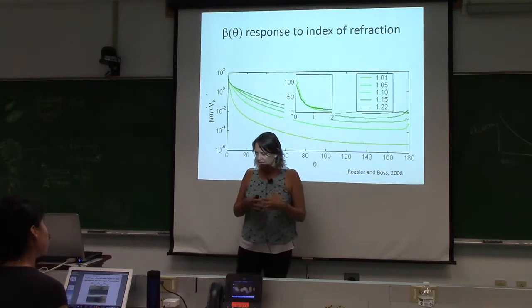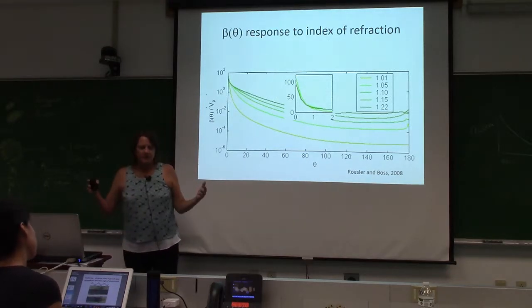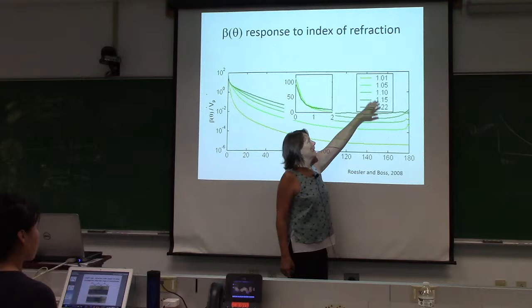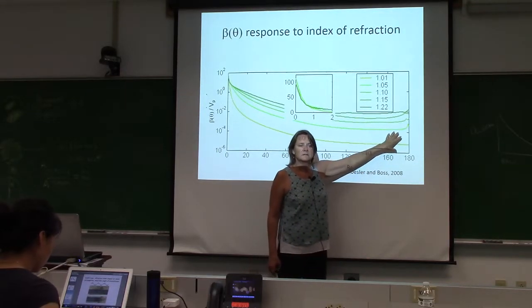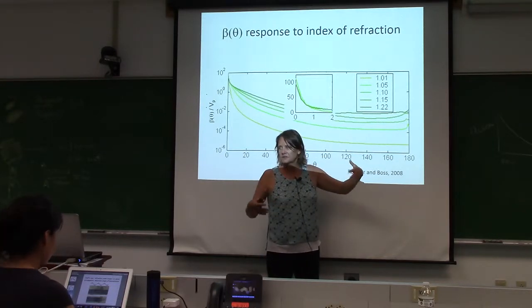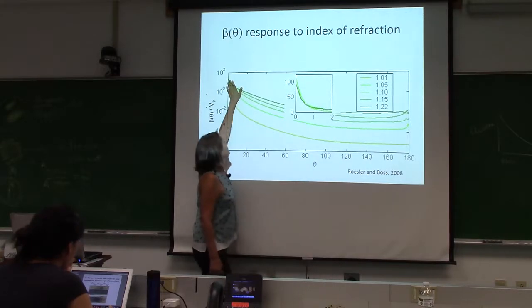You have a size distribution of particles. You allow them to all be very refractive or not as refractive. The biggest difference between the index of refraction for a population of particles is in the backward direction, but not in the forward direction.